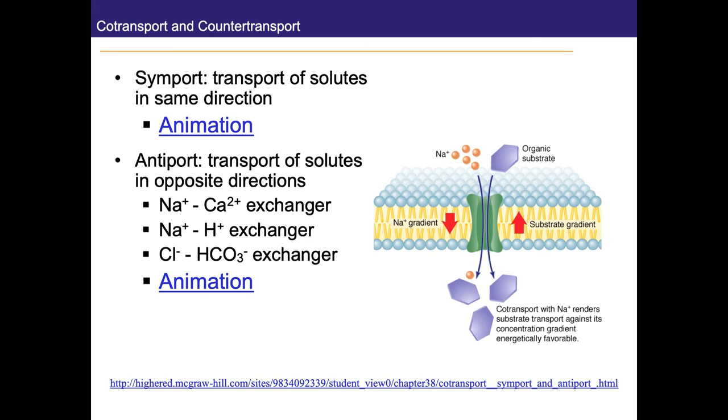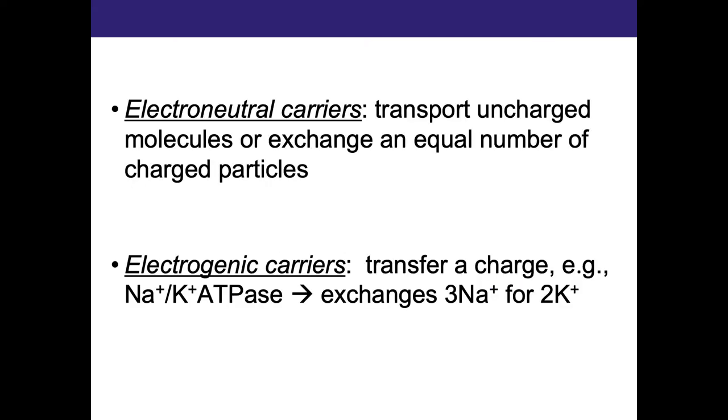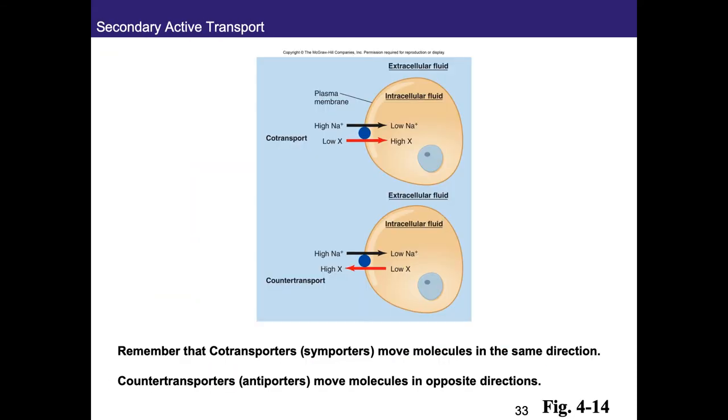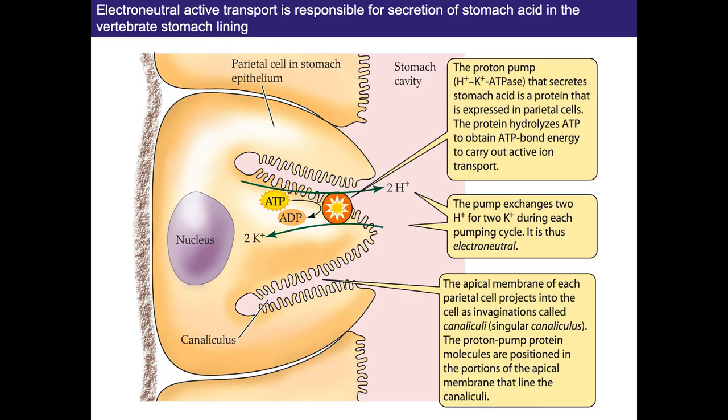Two more terms that I think are important. When we talk about electroneutral carriers, these actually transport uncharged molecules or an equal number of charged particles. They're actually very difficult to measure in the laboratory because you can't really measure anything if they're transporting equal numbers of charged particles. Electroneutral. Let me give you an example that we already talked about. Remember our example of the potassium proton pump in the stomach? It transports two protons and two potassium ions. This is what's known as electroneutral exchange because there's no net transport of charge.